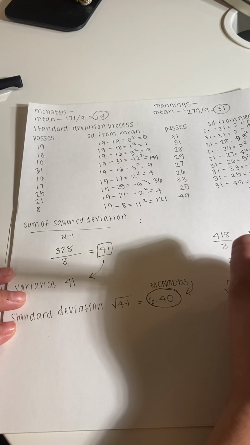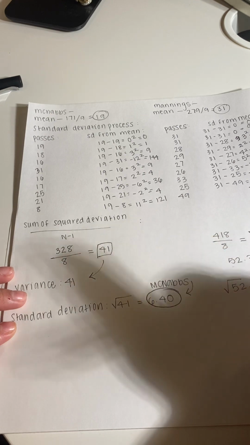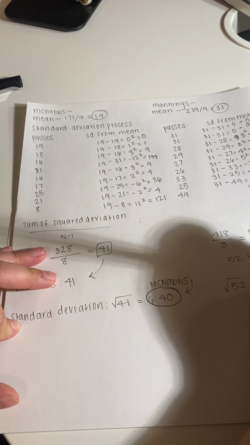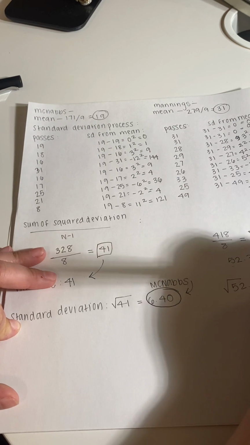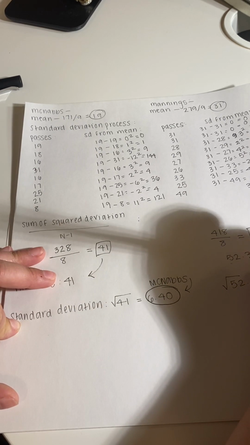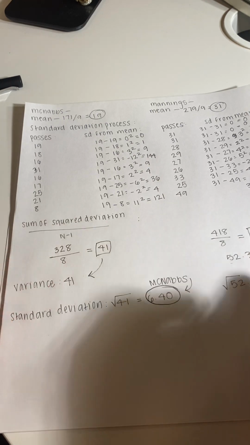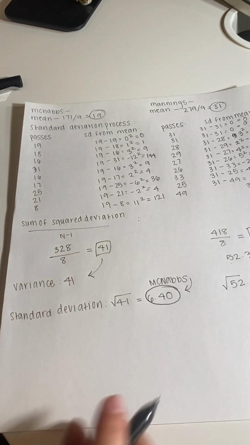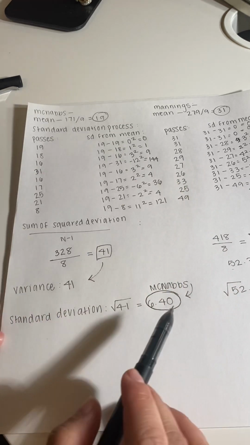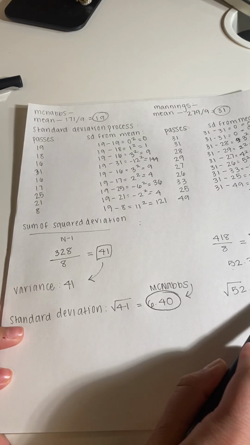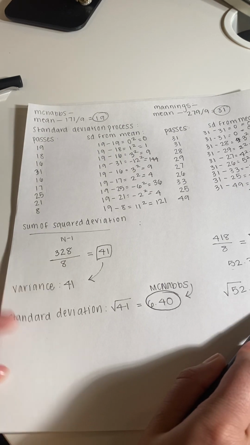And then to get the standard deviation, again, you're gonna do the square root of 52.3, which equals 7.23. So this is the standard deviation for Manning's. So this is the answer for number 2. McNabb's is 6.4 as a standard deviation, and then Manning's is 7.3.